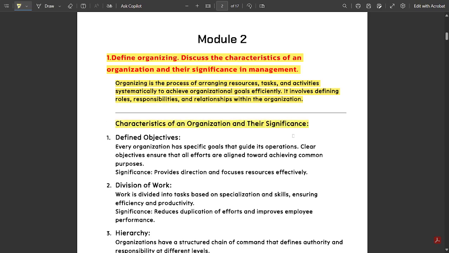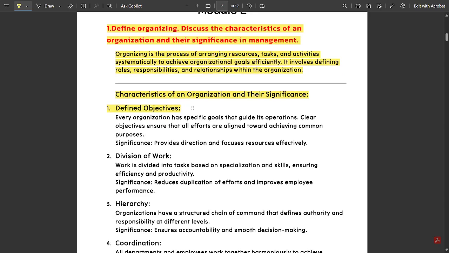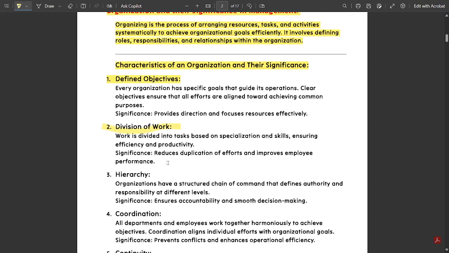Characteristics of an organization and their significance. First is defined objectives. Every organization has specific goals that guide its operations. Clear objectives ensure that all efforts are aligned toward achieving common purposes. Its significance is that it provides direction and focuses resources effectively. Next is division of work, that is, how the work is divided. Work is divided into tasks based on specialization and skills. A person who is good at a particular task would get that task, ensuring efficiency and productivity. The significance is that it reduces duplication of efforts and improves employee performance.